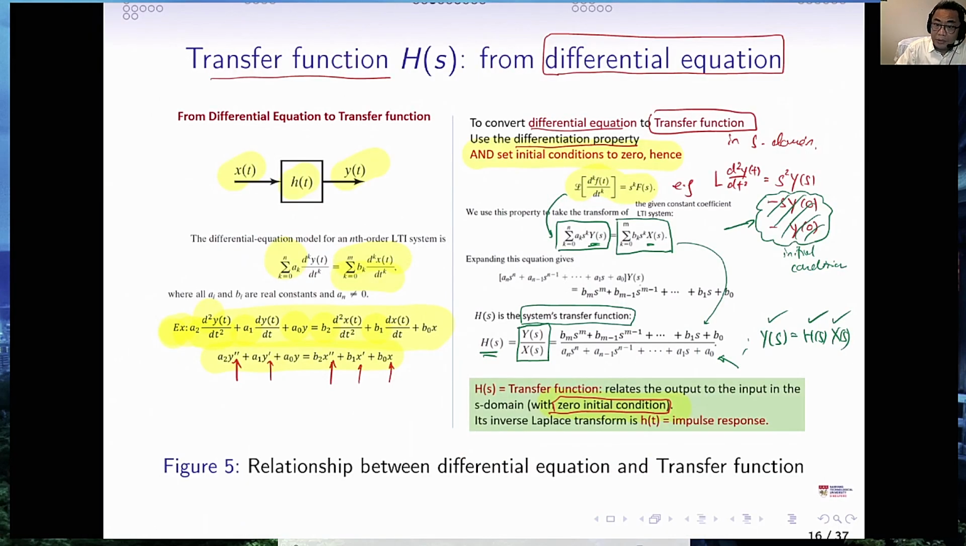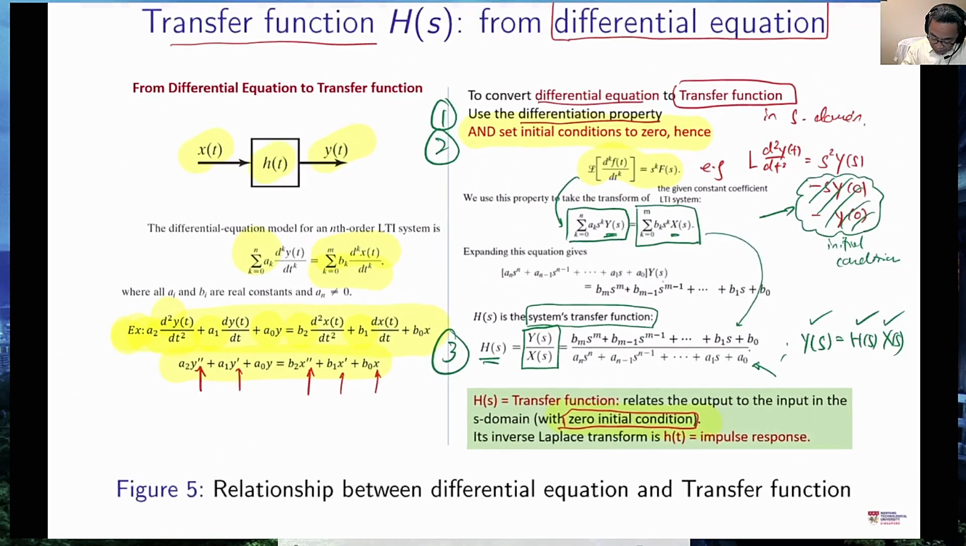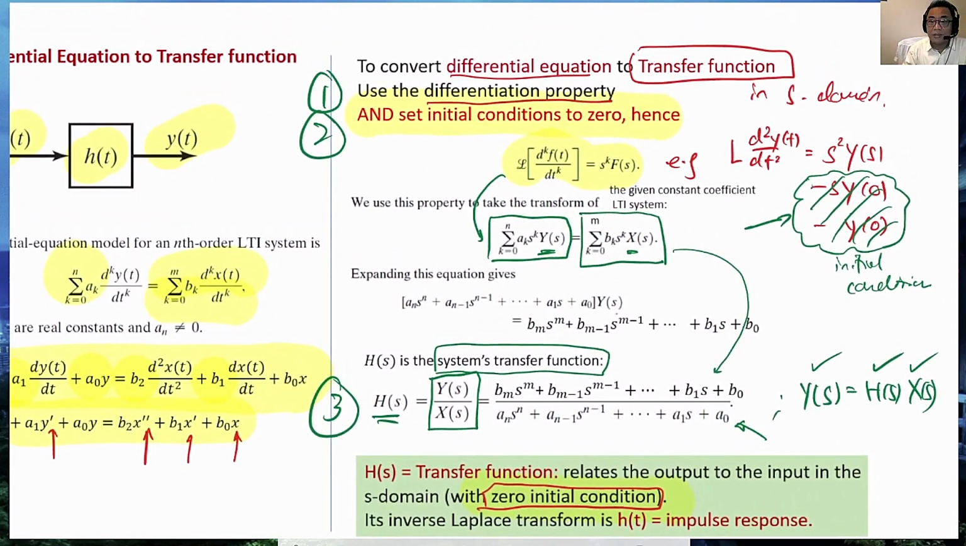So I remind you, in this slide, we introduced the transfer function from the differential equation, and all we did was two things. One is to use the differentiation property, and two, set the initial conditions to 0 and then manipulate it such that it looks like Y(s) over X(s). That's it. These are the three steps.